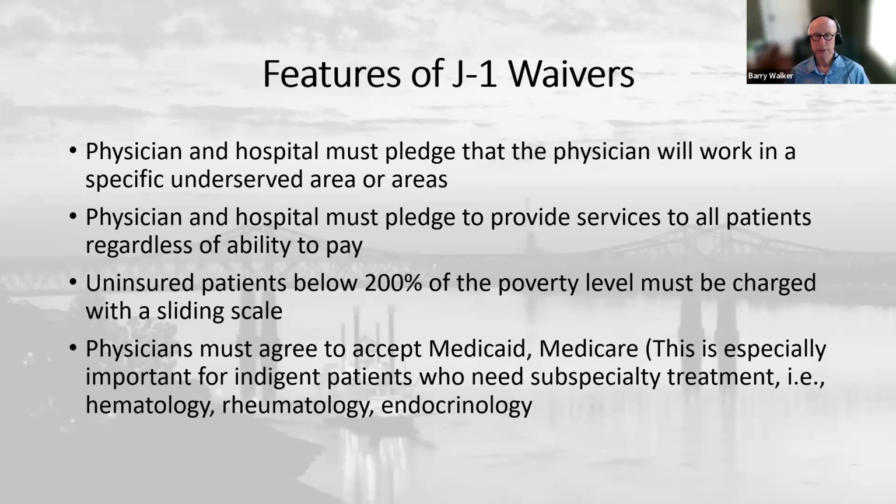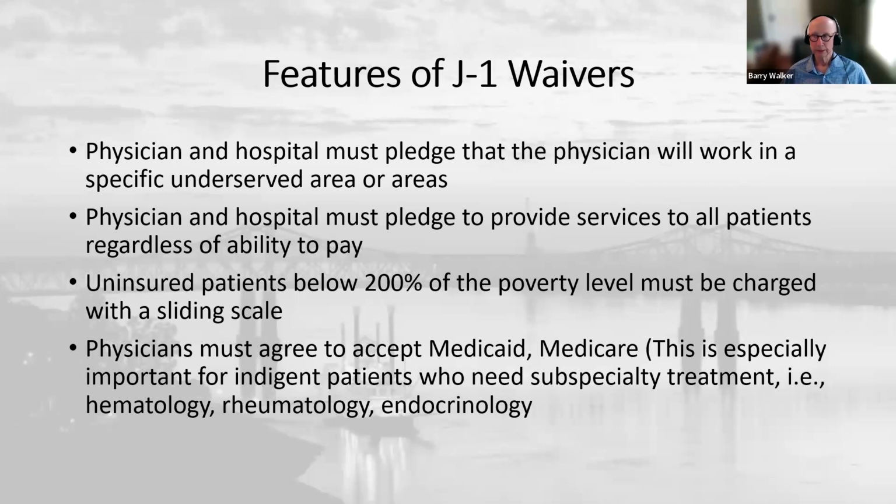Uninsured patients below 200% of the poverty level must be charged on the basis of a sliding fee scale. Now, again, that becomes really important in a state like Mississippi, by example, where we have a large group of our population who are working poor. And these are people who are working. They make too much money to qualify for Medicaid, but they're not in a job that provides medical insurance.